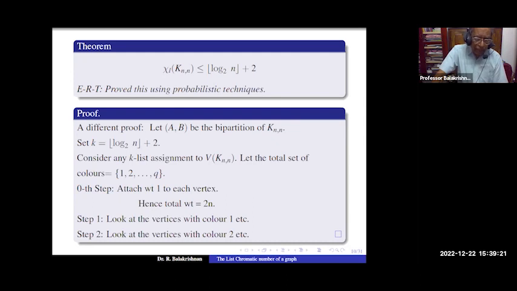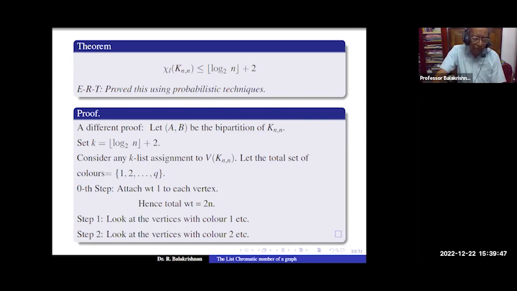And at each vertex you are pulling out the list of the k-list assignment. Therefore, at each vertex there is a set of k colors. Okay. Now the 0th step, start with: I give a weight 1 to each vertex.